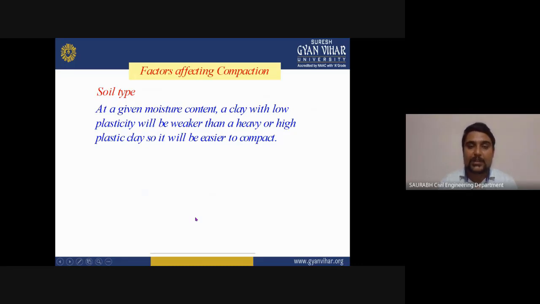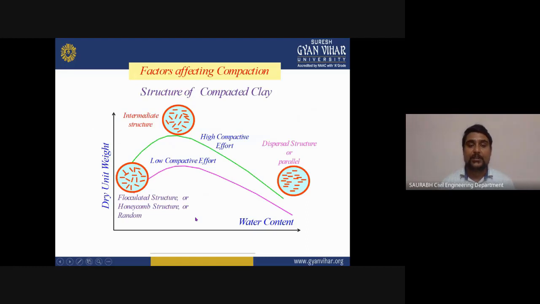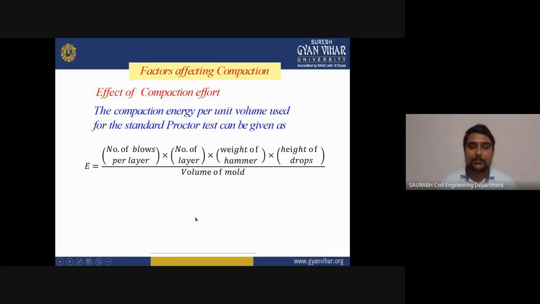At a given moisture content, a clay with low plasticity will be weaker than a heavy or high plastic clay, so it will be easier to compact. So you can understand here how soil type can affect the compaction. Now you can see this graph, and this is also showing the soil type, which is affecting the compaction, as you can see.